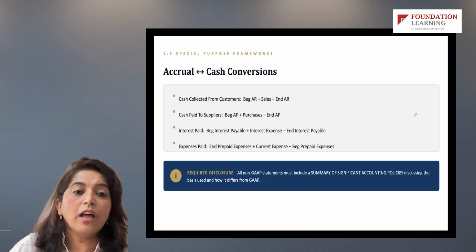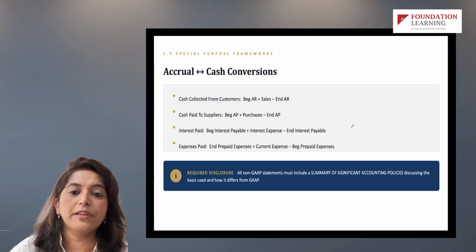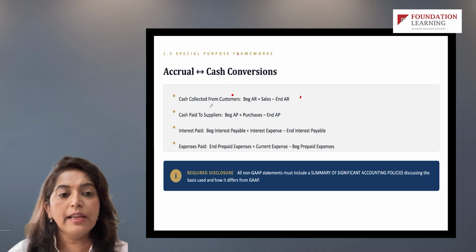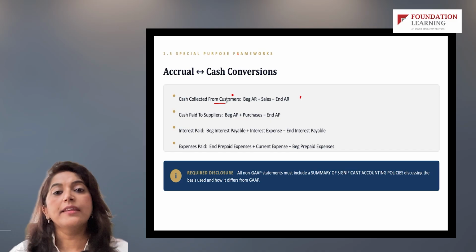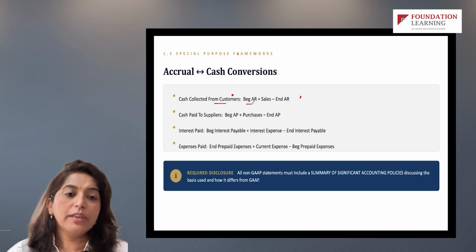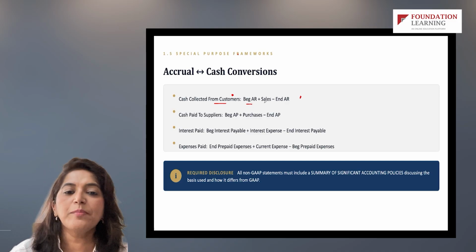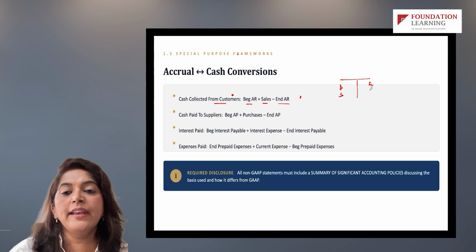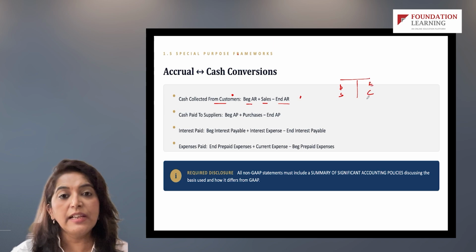Now for this modified cash basis, let's understand how you can convert the different line items into modified cash basis. For example, the company wants to calculate cash collected from customers. Even a sole proprietorship may want to calculate cash collected from customers on the basis of the other information that they have. So here we have receivables: beginning AR plus sales equals ending AR plus cash collected. So it's pretty simple. Beginning plus new sales should equal ending plus cash collected. That's the simple ledger format. In GAAP, we call this a T account.